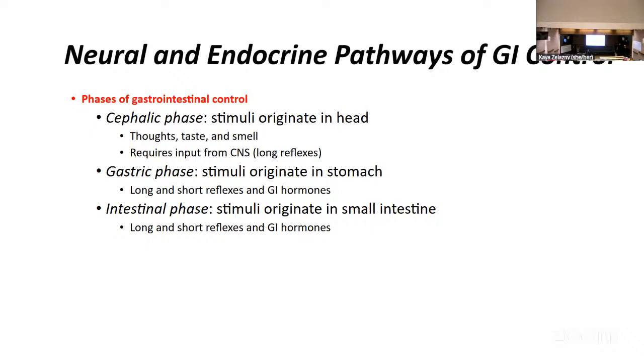We're going to see stuff going through your central nervous system. For gastric phase, we're really going to be thinking about events happening in the stomach itself.